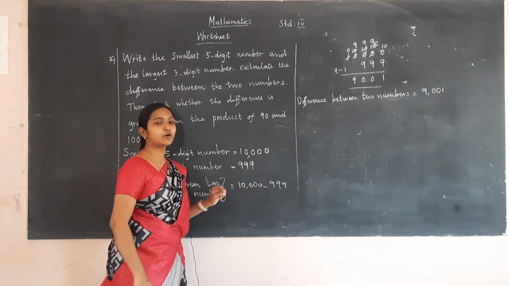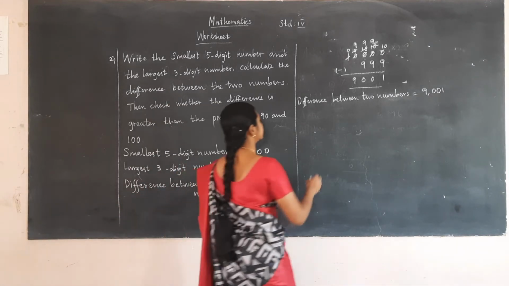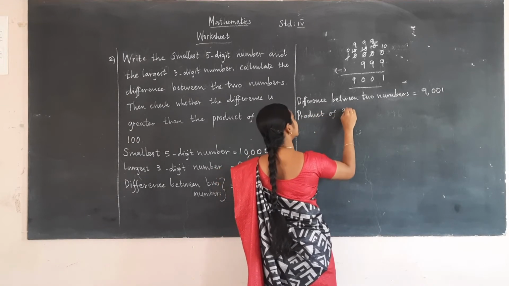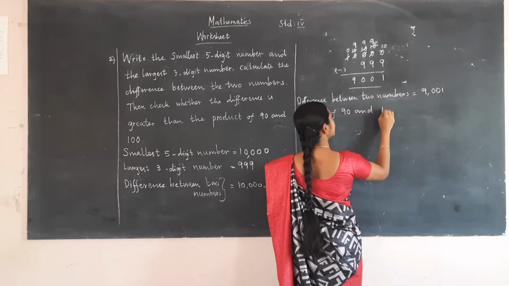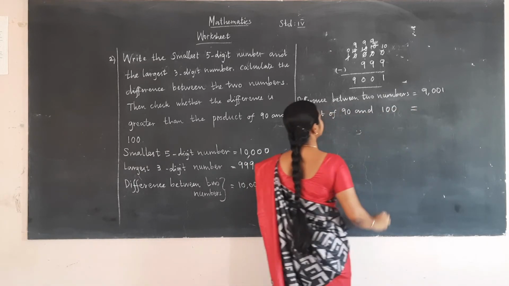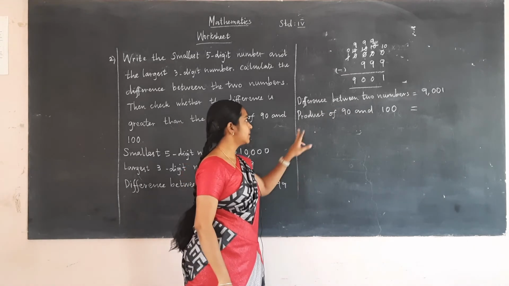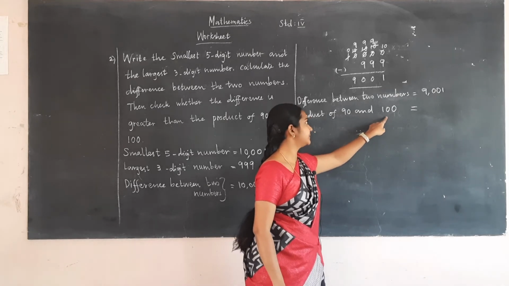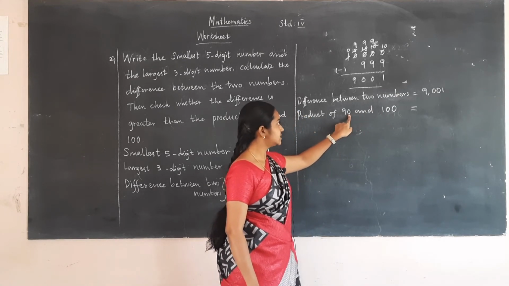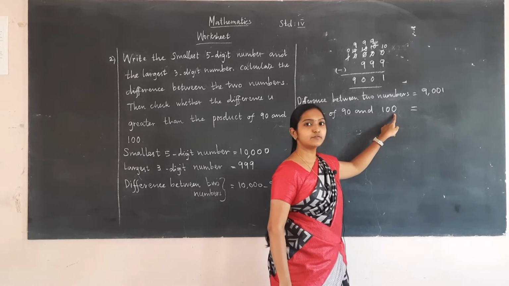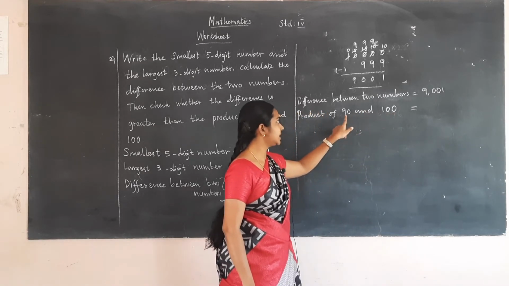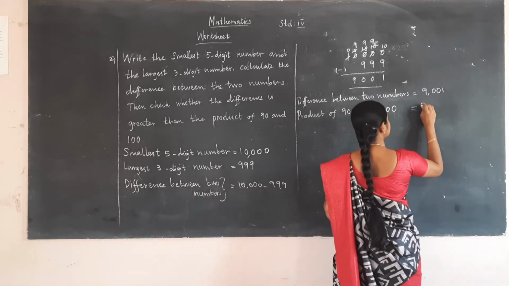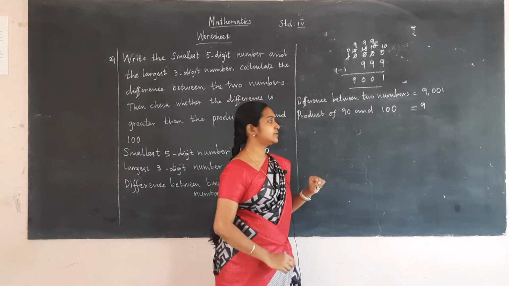Next we have to find the product of 90 and 100. Product means multiplication. We have to multiply 90 and 100. Here we have 1 zero and here we have 2 zeros. So we can skip the zeros and multiply 9 and 1 alone. 9 into 1 is 9. Now add 3 zeros to it.